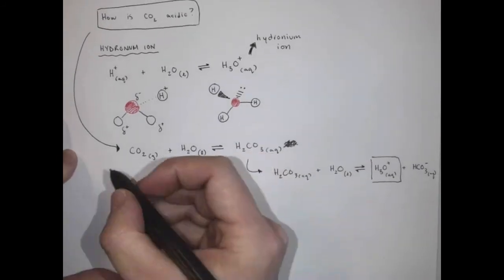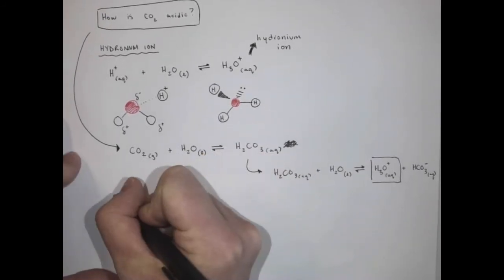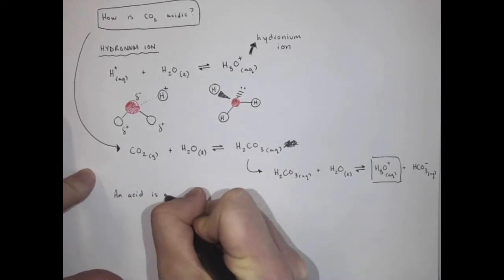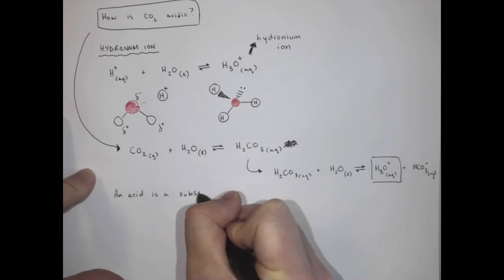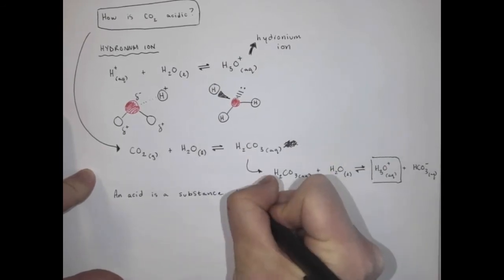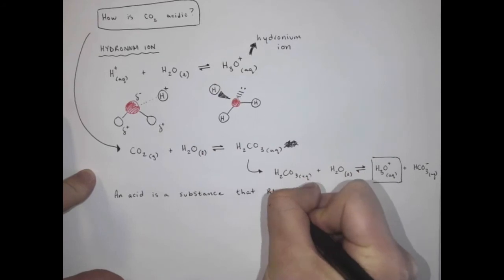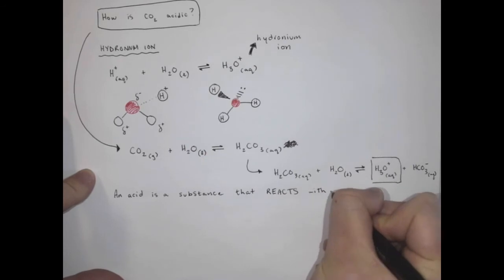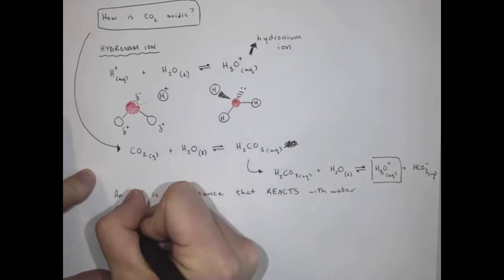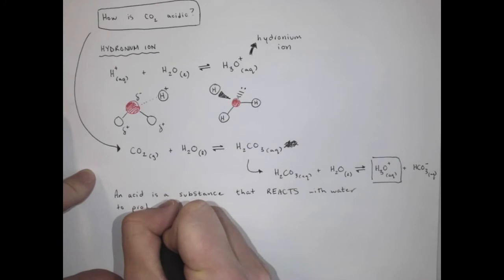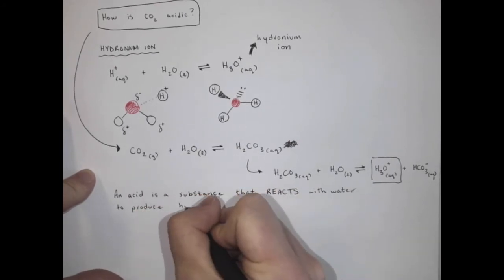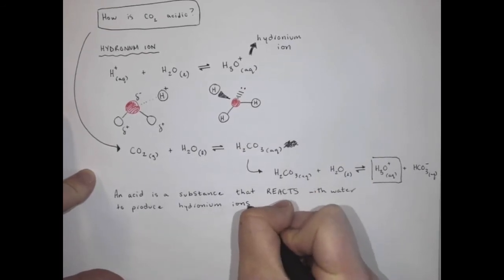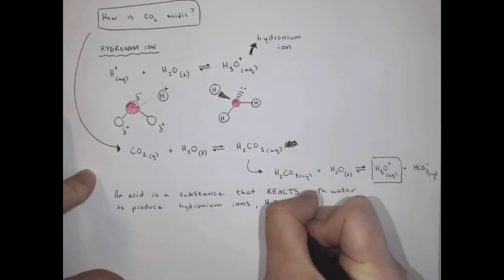Well, what we really need to say then is an acid is a substance that reacts with water to produce hydronium ions, which look like that.